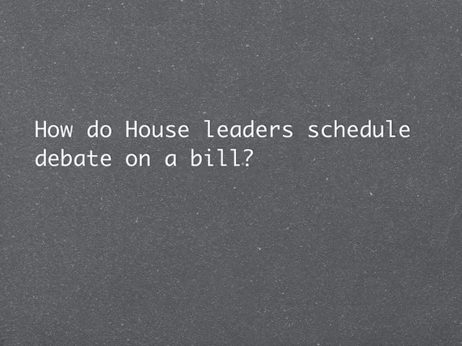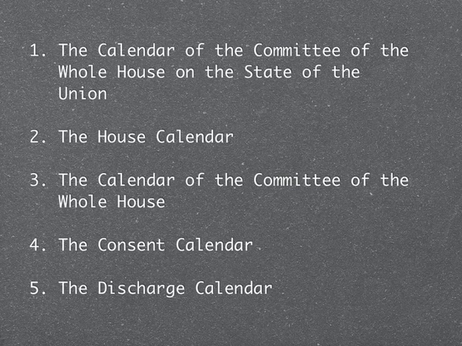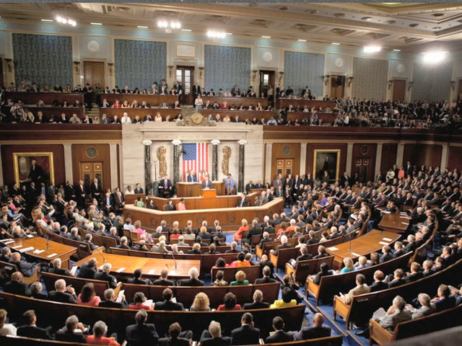How do House leaders schedule debate on a bill? A bill is placed into one of five calendars before going to the floor for consideration. The calendar of the Committee of the Whole House on the State of the Union, the House calendar, the calendar of the Committee of the Whole House, the consent calendar, or the discharge calendar. Before most measures can be taken from a calendar, the Rules Committee must approve that step and set a time for its appearance on the floor.